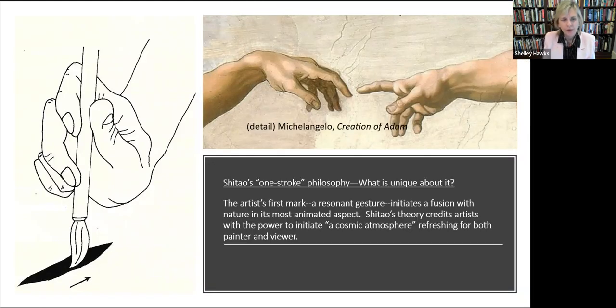Now, Shitao's one-stroke philosophy, what is unique about it? Well, the artist's first mark, this very resonant gesture, initiates a fusion with nature in its most animated aspect. Shitao's theory credits artists with the power to initiate a cosmic atmosphere, which is refreshing for both painter and viewer. And I put here a detail from Michelangelo's Creation of Adam from the Sistine Chapel to leave you with a question. How is Shitao's one-stroke theory distinct from notions of creation or creativity in the Western tradition?